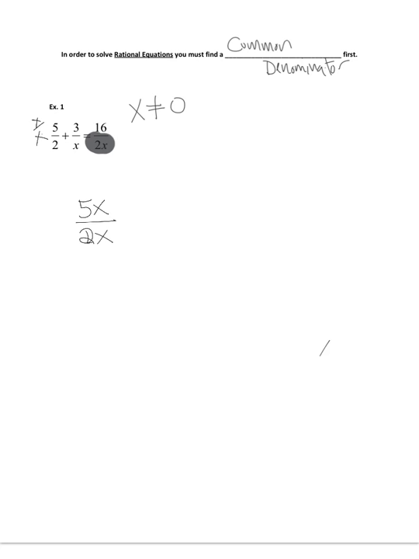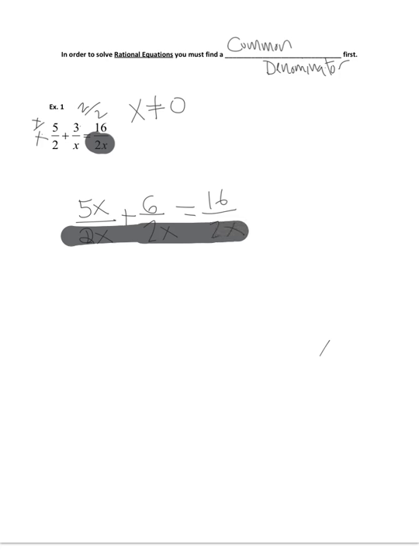What can I now do to term number 2 to get to a common denominator of 2x? Well, it looks like I can multiply the second term by 2 over 2, which then would give me 6 over 2x. And I didn't change the third term, which is 16 over 2x. Now looking at my new equation, I can see that all three terms have the common denominator of 2x.